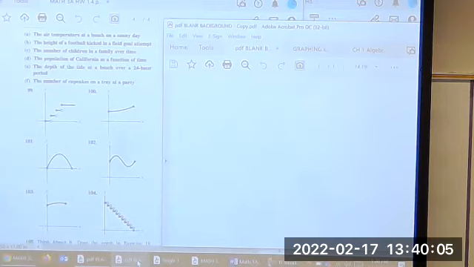The air temperature at a beach on a sunny day, the height of a football kick in the field goal attempt, the number of children in a family over time, okay. The population of California as a function of time, the depth of tide at a beach over a 24-hour period, and the number of cupcakes on a tray at a party.